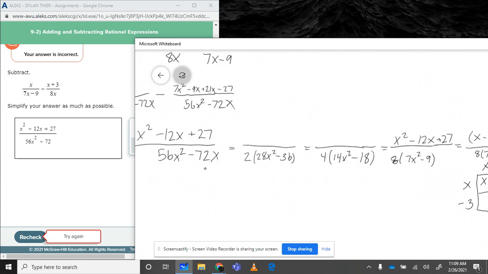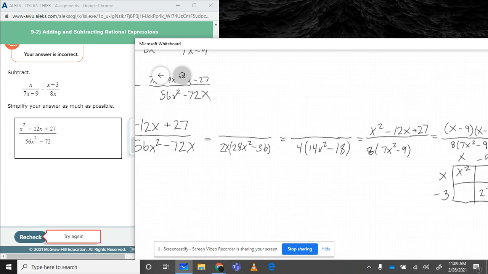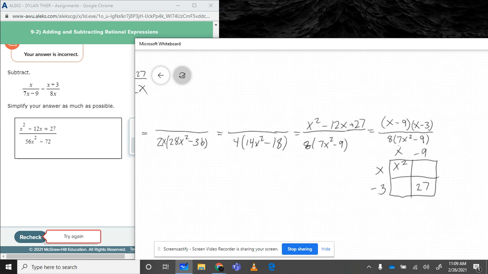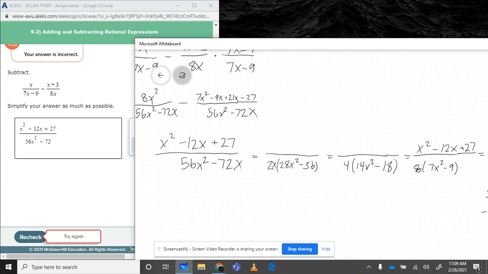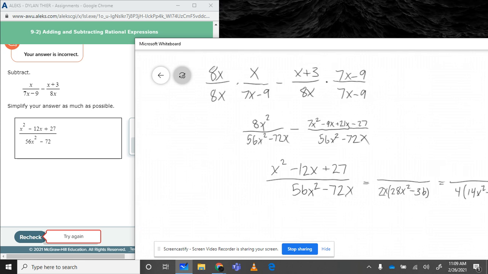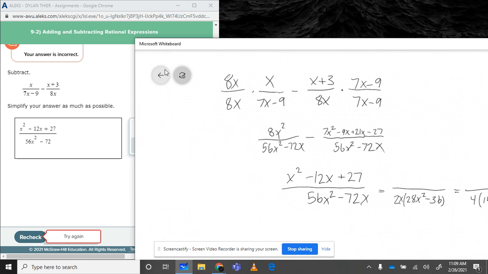Which means I could have factored out at least 2x from all this stuff. And yet, I don't know that that helps anything. 8x times 7x is 56x squared. 8x times negative 9 is negative 72x. So that one should be 56x squared, negative 72x.